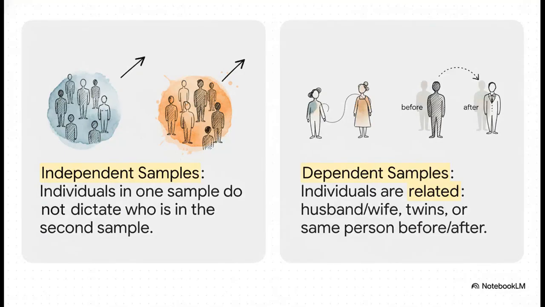First things first, we have to know what kind of data we're dealing with. So in our ad example, we're showing the ads to two totally separate, unrelated groups of people. That's what we call independent samples. Now, the other option is dependent samples. That's when the data points are connected somehow, like if you measured the same person's blood pressure before and after a treatment. For everything we're going to do today, we're focusing on those independent groups.